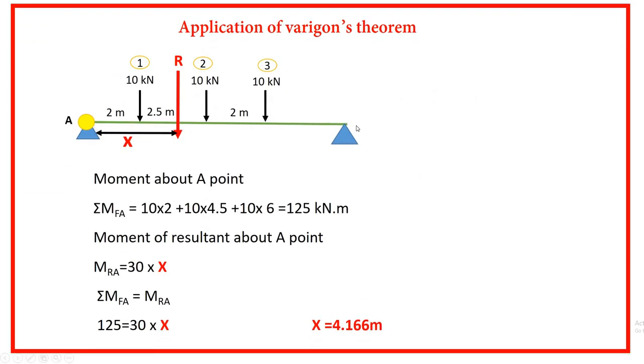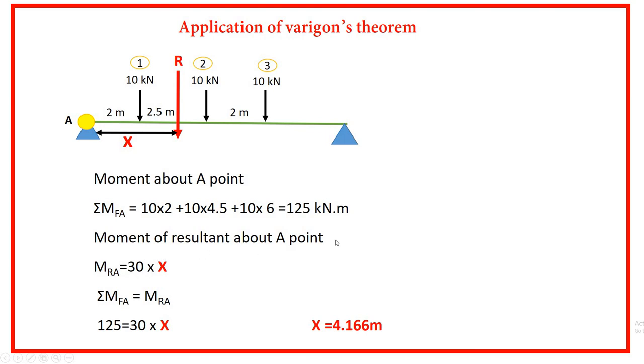Now consider this simply supported beam, right? This 10 kilonewton force is acting over here 2 meter from point A, then this 10 kilonewton is 4.5 meter from point A, and this 10 kilonewton is say 6.5 meter from point A, right? So taking the moment about A: 10 into 2 plus 10 into 4.5 plus 10 into 6.5 is equal to 125 kilonewton meter.